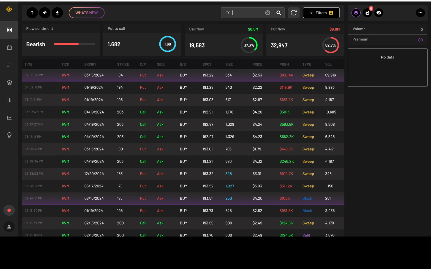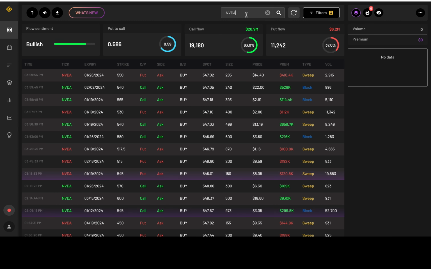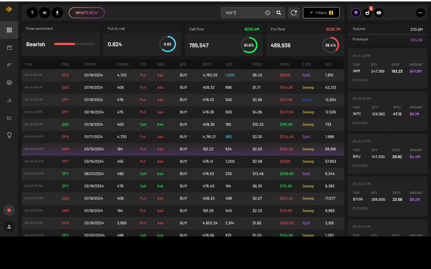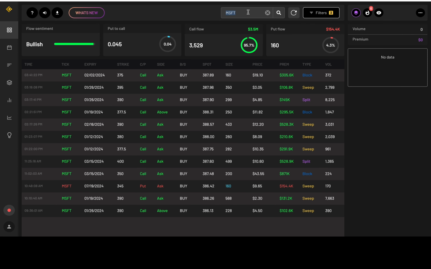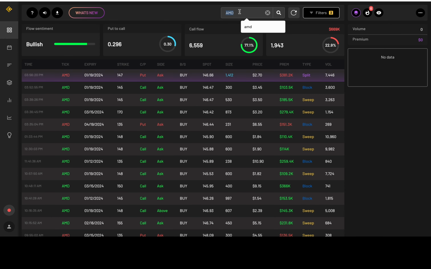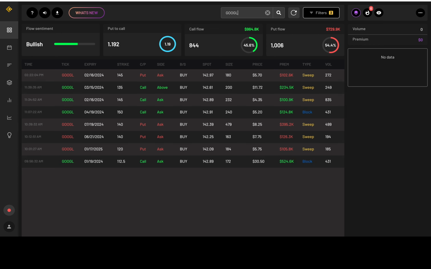Let's see. Tesla bearish. NVDA is bullish. Apple is bullish. Microsoft is bullish. AMD is bullish. GOOG is bullish, but a little higher volume with puts. Let me see the one with the L. That's also bullish, same situation.